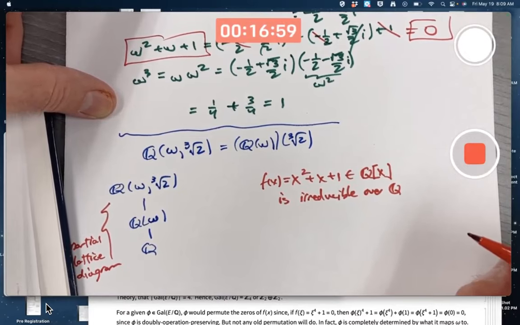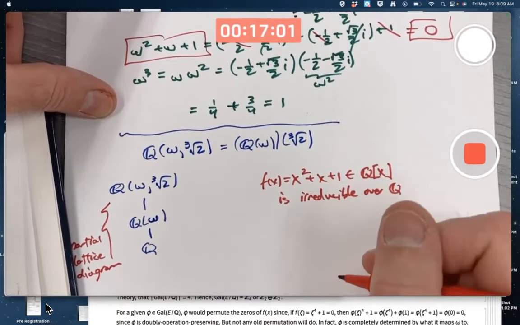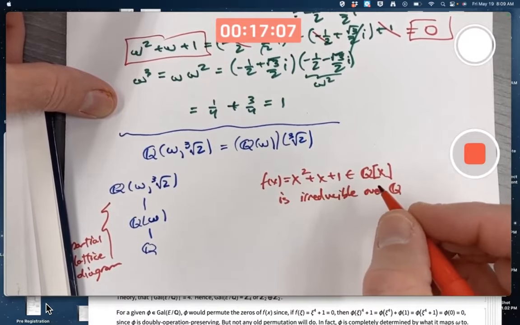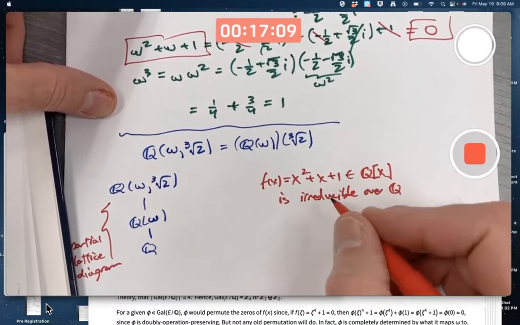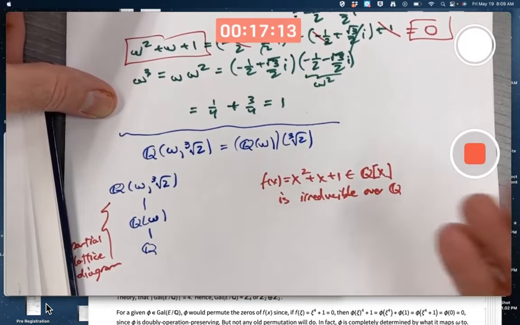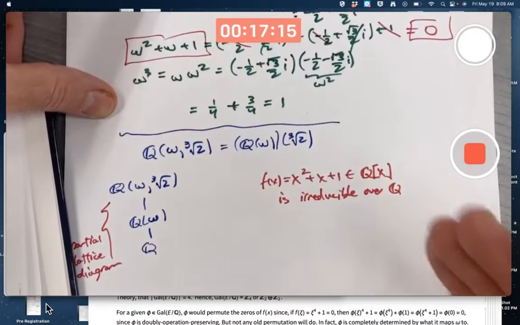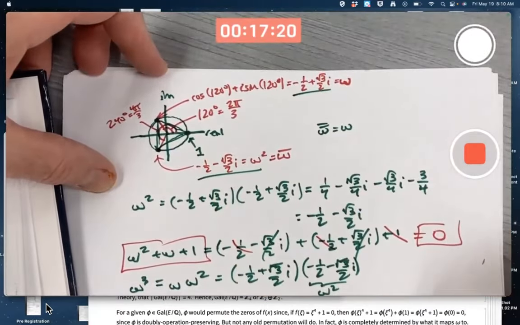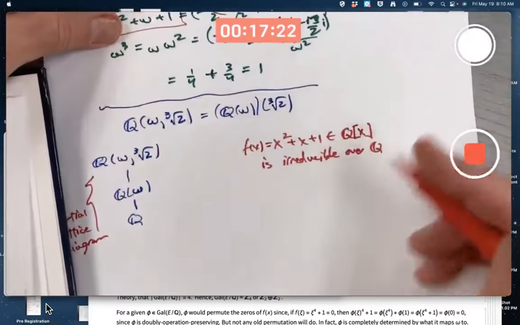Yeah, mod 2 actually would work. That would be enough to verify this is irreducible over Q. So it would be irreducible over Z2 because it doesn't have any roots in Z2. You don't have to think about the mod p irreducibility test, though. If you use the quadratic formula, the roots of this are complex non-rational numbers. They are omega and omega squared. So it can't be factored over Q. It's irreducible over Q.